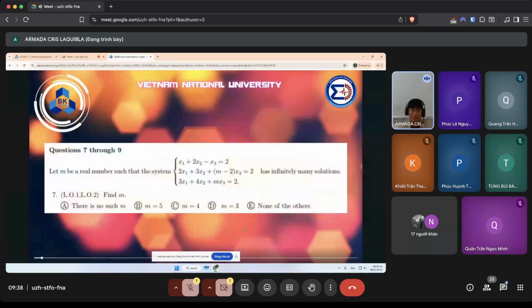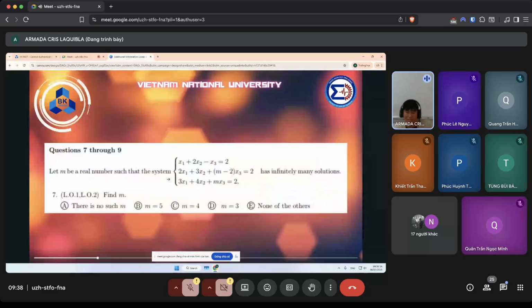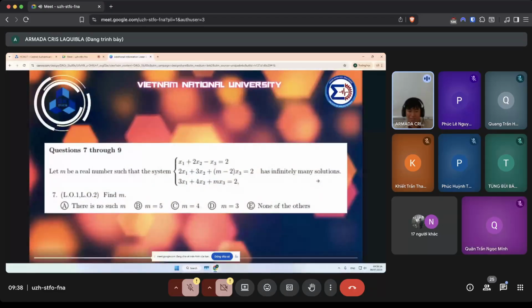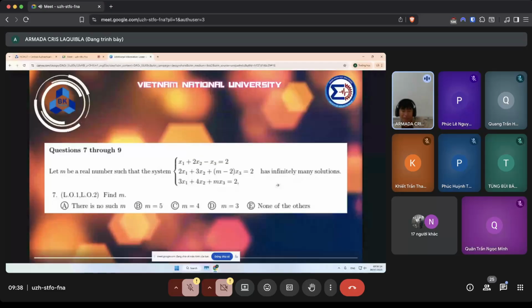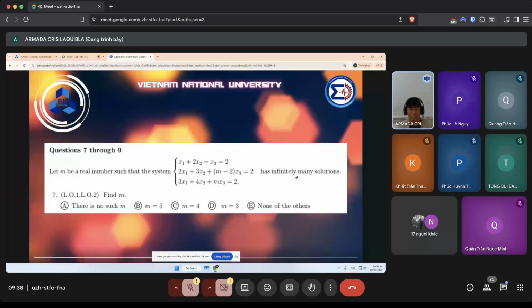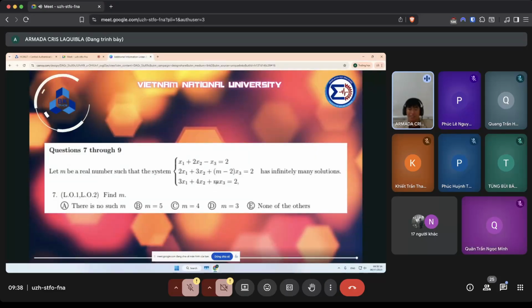Question number 7 through 9. We have this one. Let m be a real number such that this system has infinitely many solutions. Okay. As you remember, if you have infinitely many solutions, it says here find m for number 7. If you get the augmented matrix for this one, you have there 2 and then 3, 4, m and then 2. Okay, m is a constant here. And now we are going to solve for m. What does it mean if we have here infinitely many solutions? Our goal here is to make all the numbers in the third row equal to 0, right?